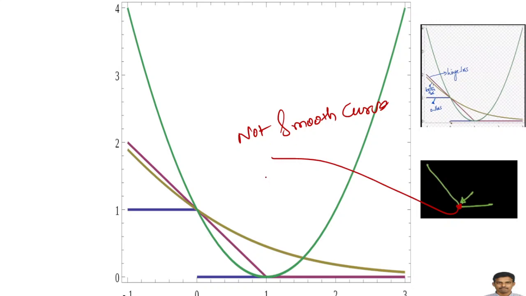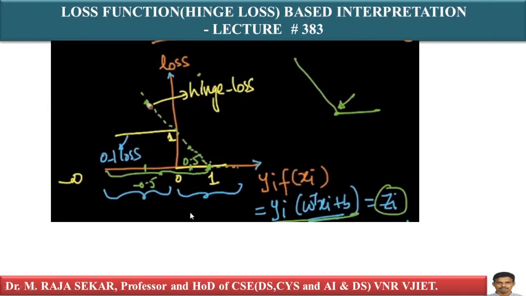How does your hinge loss behave? Let's look at it from the perspective of ZA. What is ZA? Just let me recall what is ZA. This is ZA. ZA is yi into W transpose xi plus b, isn't it? We are taking ZA on the x-axis. ZA is nothing but yi into W transpose xi plus b.